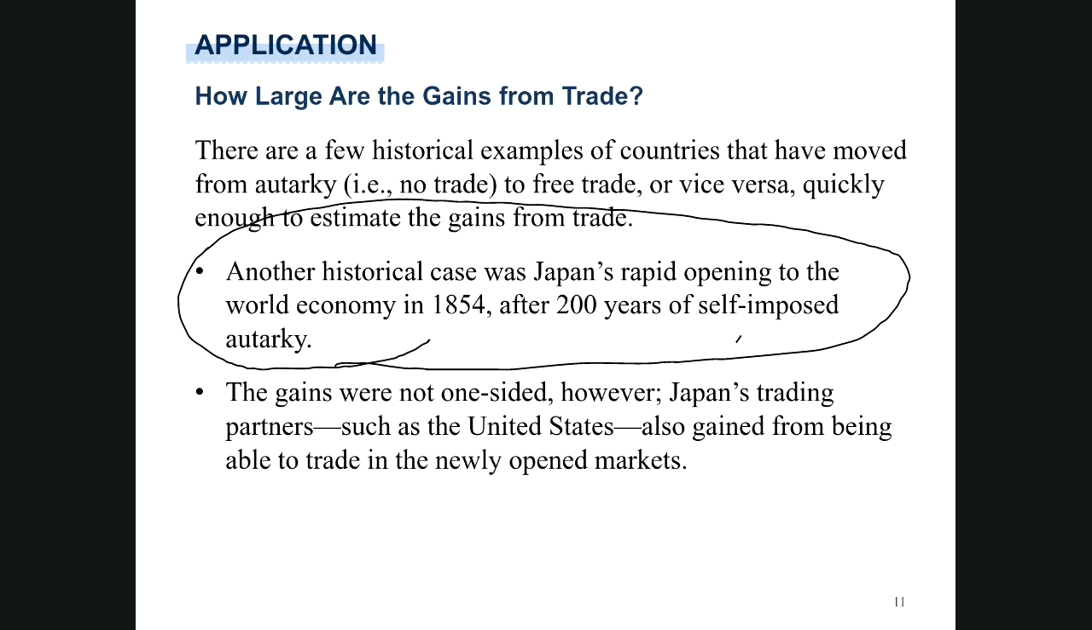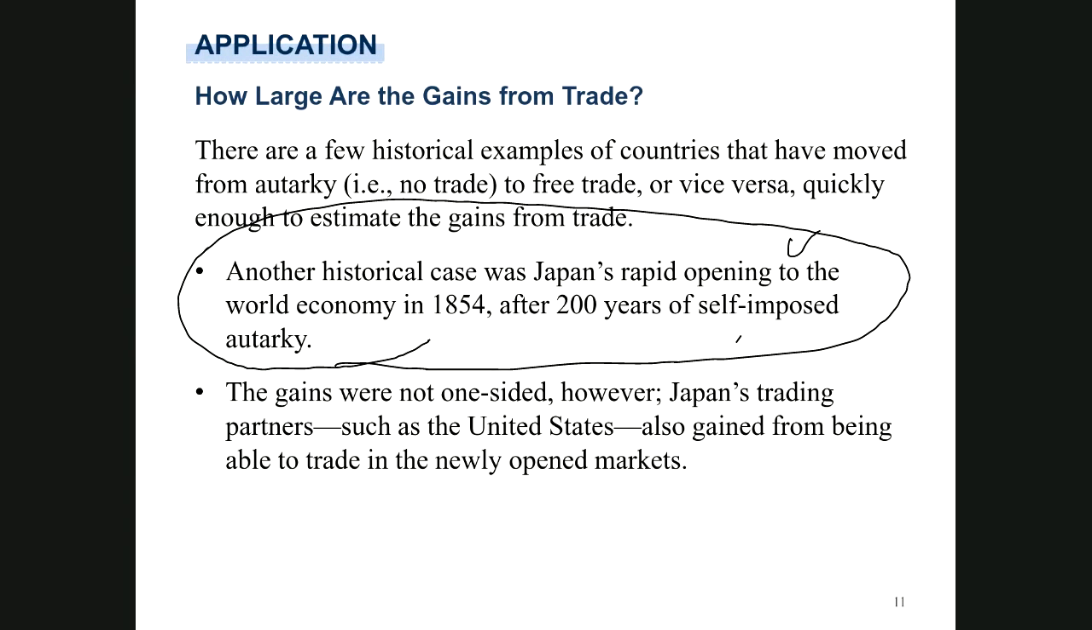This is one of the examples where a country suddenly moved from autarky to a free trade scenario. And unfortunately, they did not open up their border voluntarily. I don't want to ruin your time reading that paper, so go ahead and take a look at it.